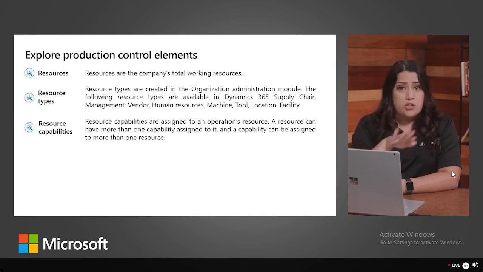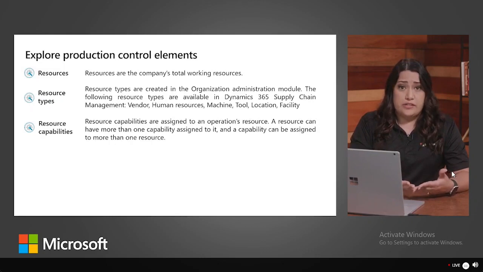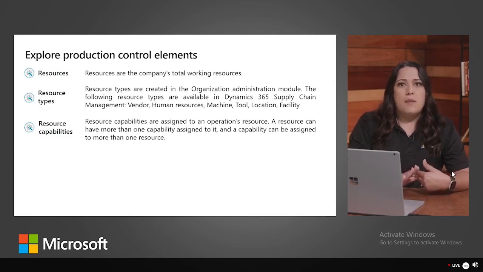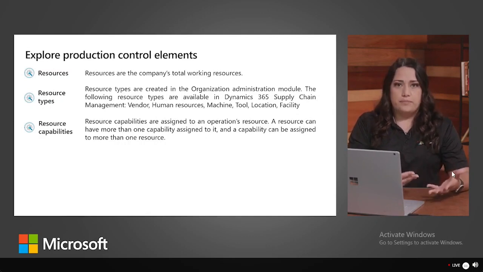So the first thing is your resources. This is going to be anything that's used to create, produce, or deliver your goods or services. But this does not include the materials used in the process. So think of this like a machine, a tool, it could be actual people, or a location.